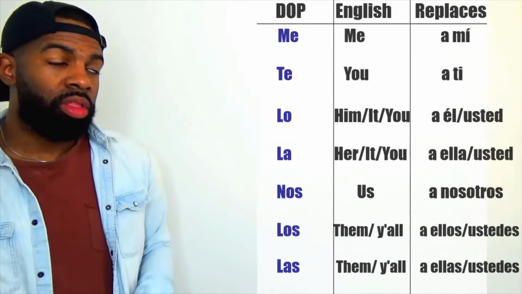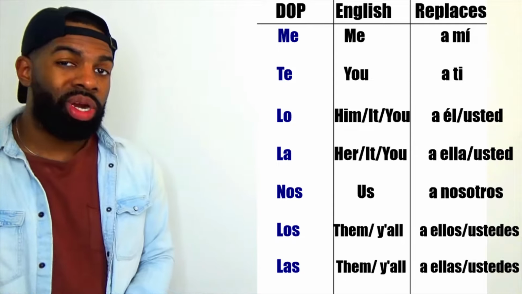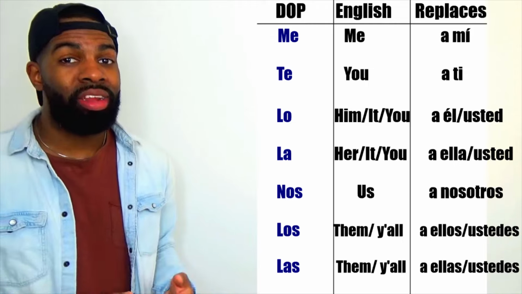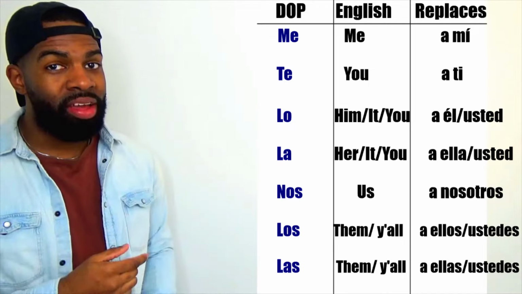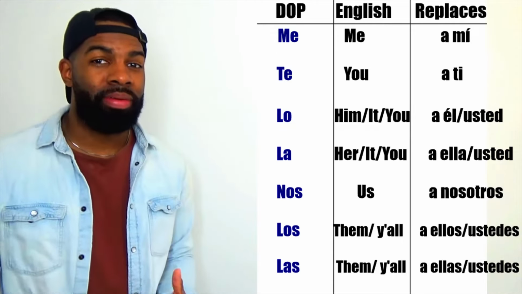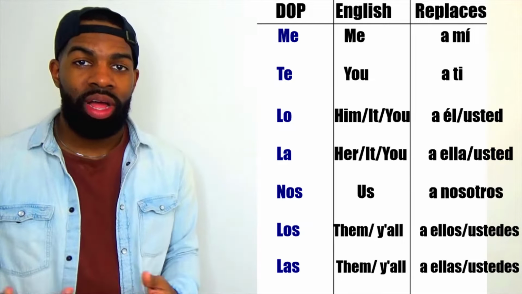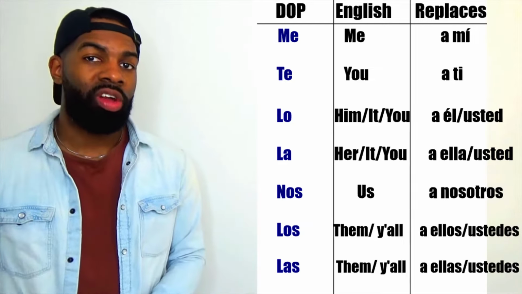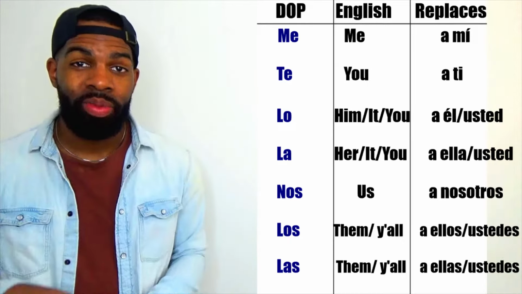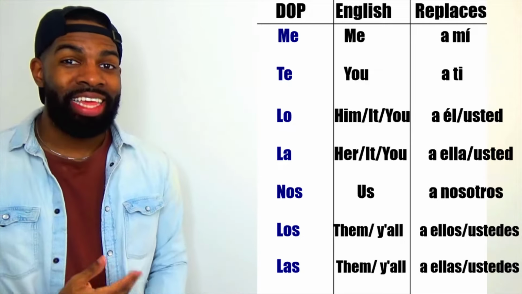Well, take a look at this chart here. I have in the first column the direct object pronouns in Spanish. I have what it replaces in English in the next column, and then I'll have what it will replace in Spanish in the last column. We have me, which means me in English, but in Spanish it will replace a mí. It doesn't necessarily mean to me. The a has to be there because it's the personal a. You're talking about a person or you're talking about a beloved pet, you're going to use the personal a, but we'll talk about that in a later video. Then we have te, which means you in English, and it replaces a ti in Spanish.